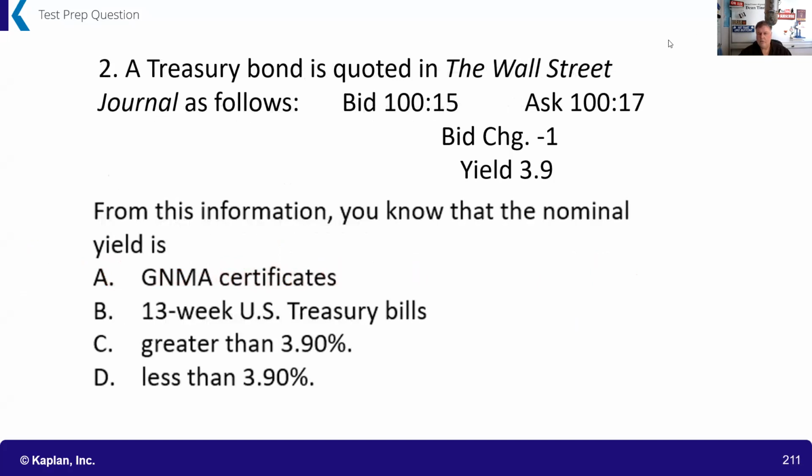A treasury bond is quoted in the Wall Street Journal as follows. The bid, so I'm willing to buy this into my inventory at 115.32, and I'm willing to sell it out of my inventory if I work the treasury desk at 117.32. The first thing we've got to know is that this is trading at a premium. A premium is more than par. Par is 100, and this is trading at a premium. It says the yield to maturity is 3.9, and they're asking us, what is the nominal yield? Remember, when you have a bond at a premium, the highest yield, the nominal yield, is going to be greater than 3.9.